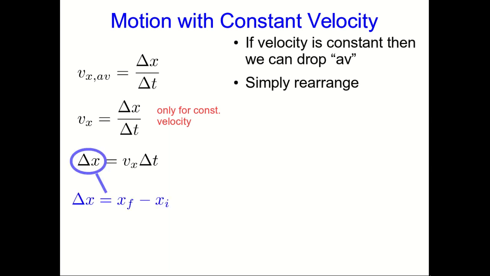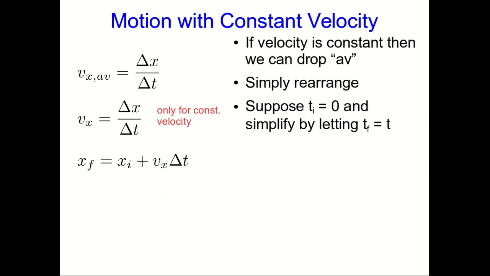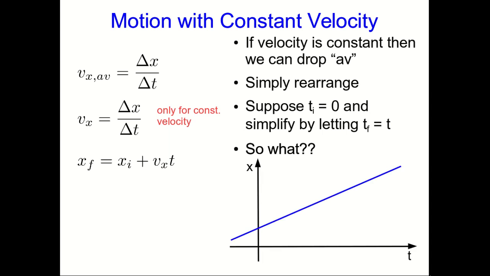Realize that delta x is final minus initial. And let's take the xi over to the other side. And finally, I'm going to say, let's think about the case where ti is 0, and we're going to simplify things by letting whatever later tf we're thinking about just be t. There. So what? Well, here's what.